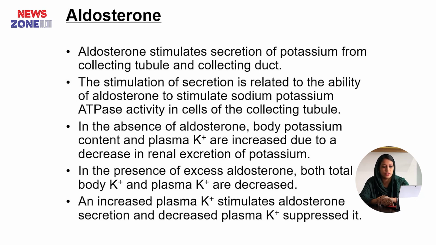In the absence of aldosterone, body potassium content and plasma potassium are increased due to a decrease in renal excretion of potassium. In the presence of excess aldosterone, both total potassium and plasma potassium are decreased. An increase in plasma potassium stimulates aldosterone secretion and decreased plasma potassium suppresses it.